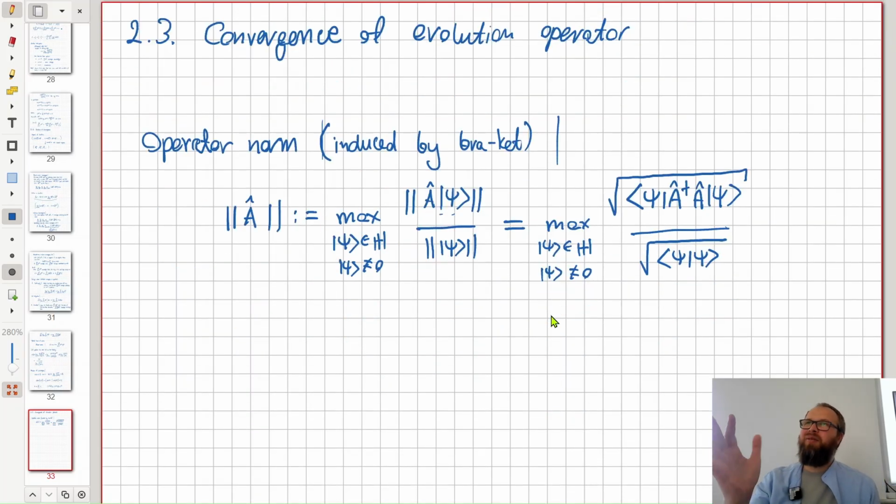The difference between max and supremum, for those who are not in the know, is that the supremum might not be reachable. So if you want to be safer and you're worried about existence, you put supremum basically.